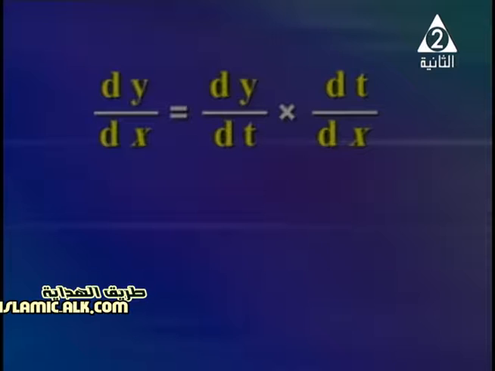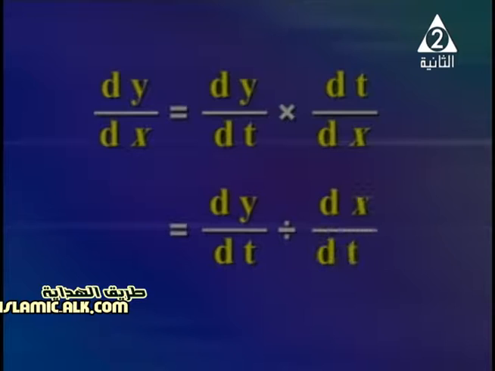Remember, dear student, we have the y function in t and the x function in t. When we find dy by dx, we find dy by dt multiplied by dt over dx. Left-hand side dy over dx, right-hand side dy over dt multiplied by dt over dx equals dy over dt divided by dx over dt, since dt over dx means divided by dx over dt.